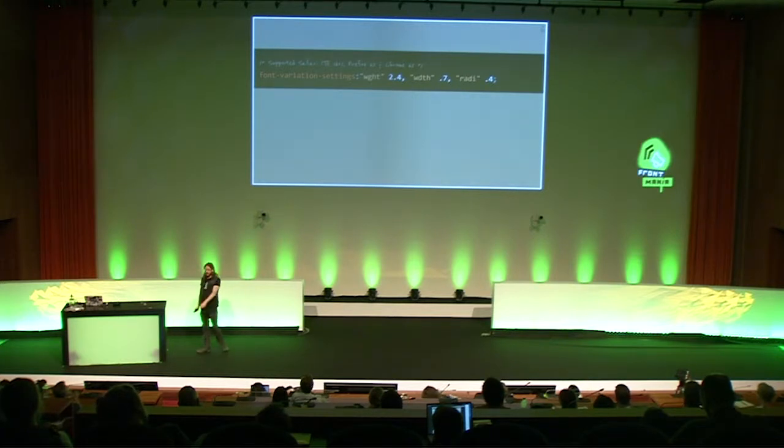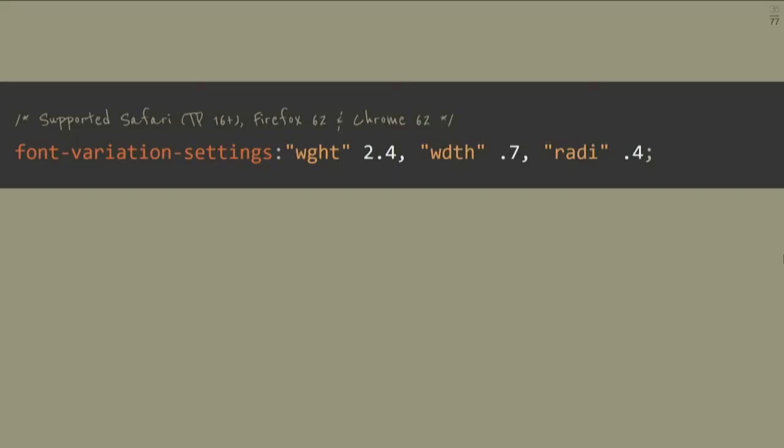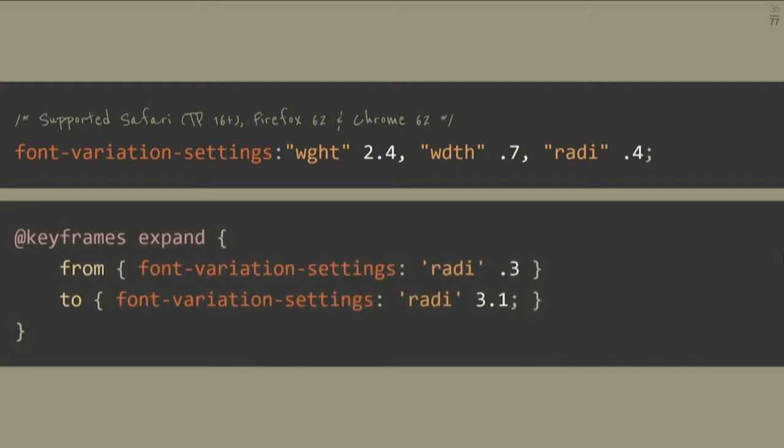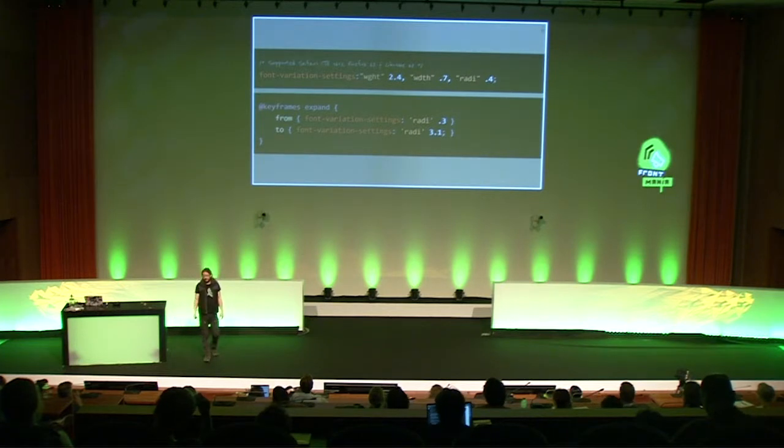So this is using the old font variation settings. That's fine. But look, we've also got this radius property, which there isn't a standard CSS property corresponding to. And we're animating the radius from 0.3 to 3.1 in this case. So that's changing the curviness of the font as it's being animated.